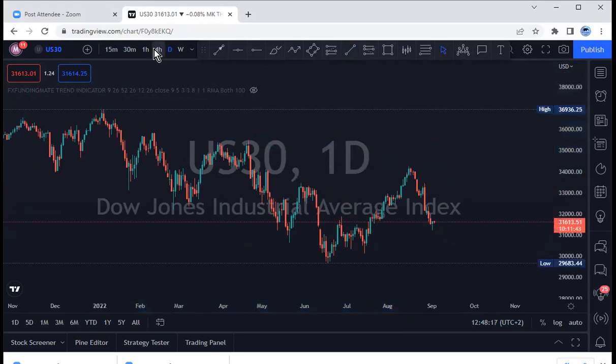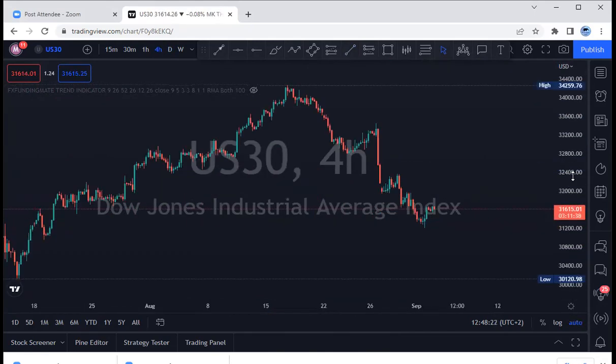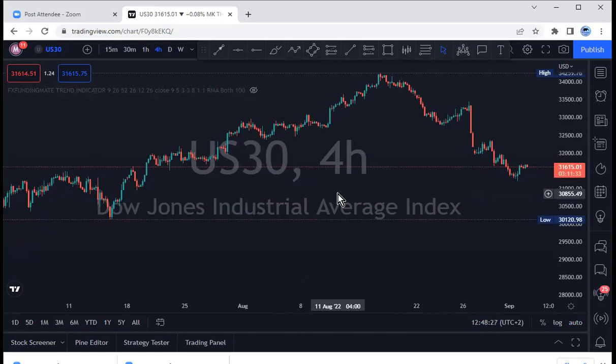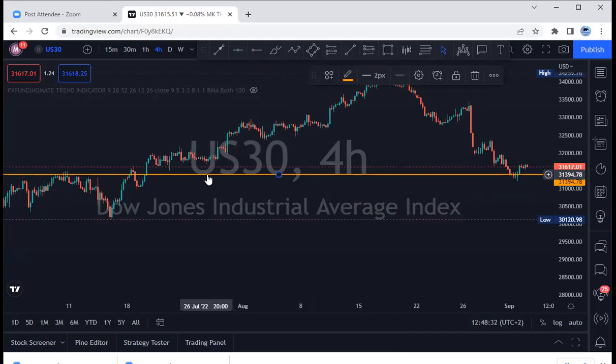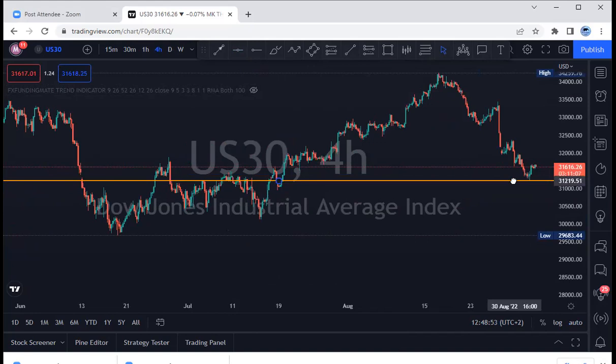So moving to H4, we are still at this level of support. You see, resistance, I mean support, resistance that was broken, and now they are testing it. It's not going to be perfect.